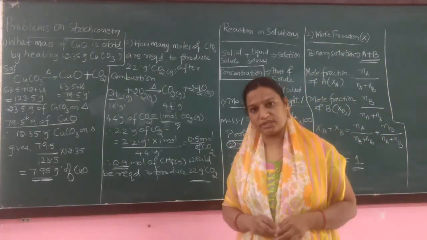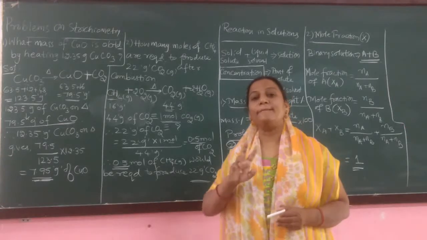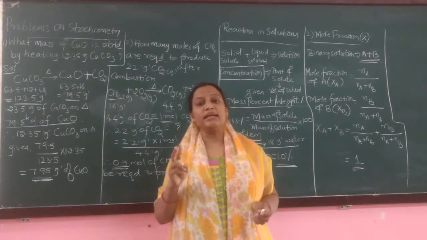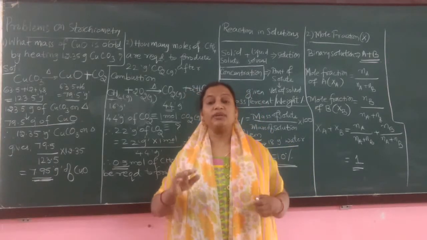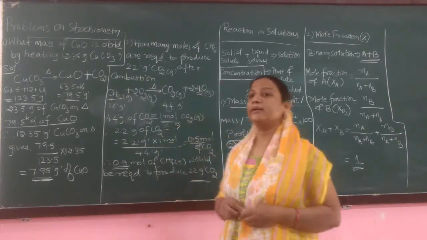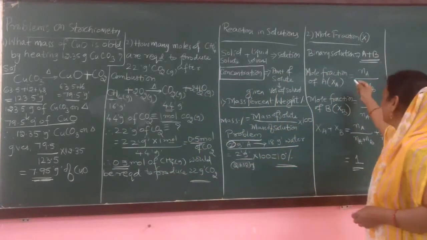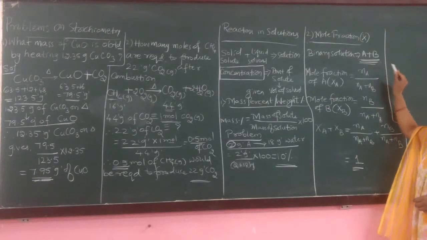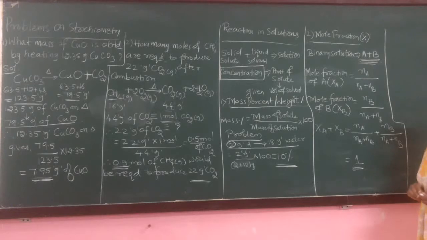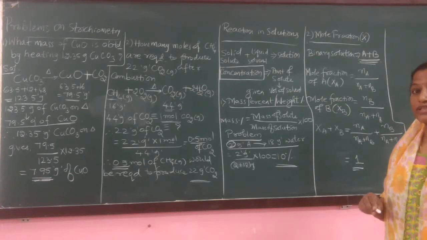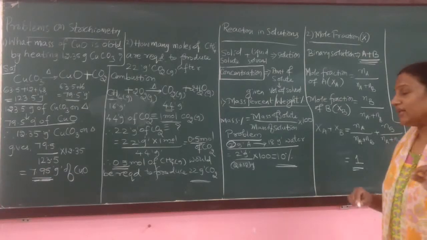To explain this, I will take a binary solution. Binary solution indicates it contains two components. If you take ternary solution, it will be containing three components. But here I will take a binary solution made up of two components, A and B. Capital A, capital B. Now, according to the definition, number of moles of each, I hope you remember, for number of moles, the symbol used is small n. Small n is the symbol.